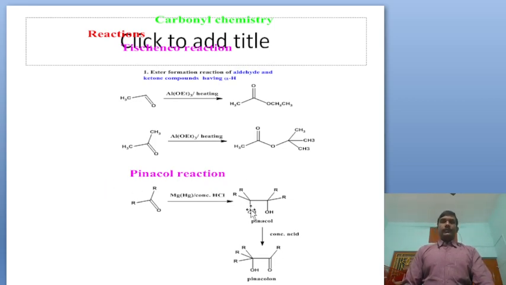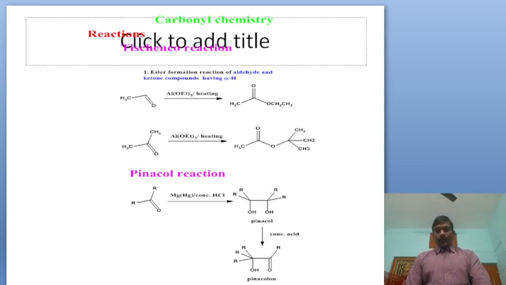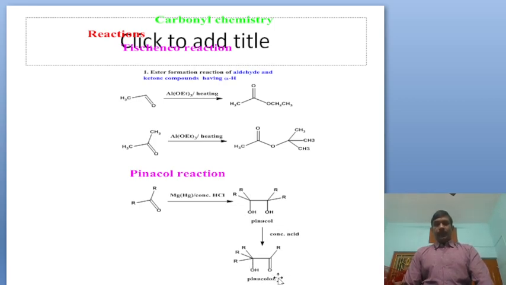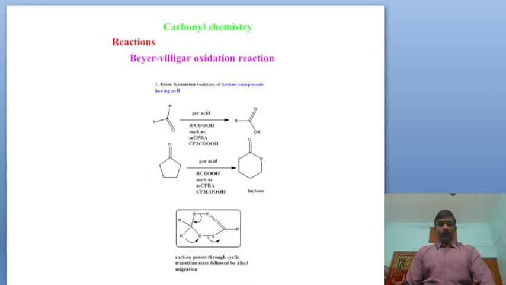In pinacol reaction we use magnesium amalgam and concentrated HCl, and it will react with the carbonyl compound to give 1,2-diol, which is called pinacol. And the pinacol, if we use concentrated sulfuric acid, it will give the pinacol rearrangement product. It is called pinacolone as a product.